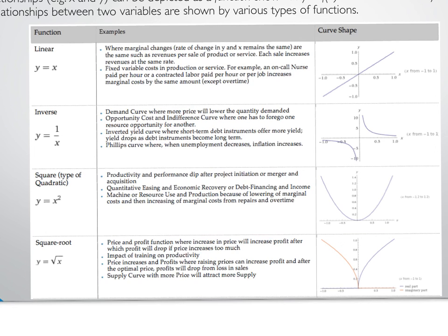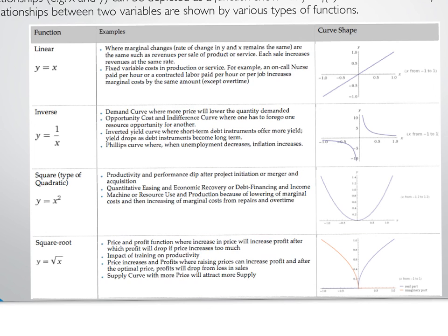Quantitative easing or economic recovery, or debt financing and income. So as you've got more quantitative easing, economic recovery will possibly get either better or worse, and then it'll level out. Debt financing and income: it'll keep going down over time. At one point of time, it'll hit rock bottom and then go up. So there's a cyclical effect.